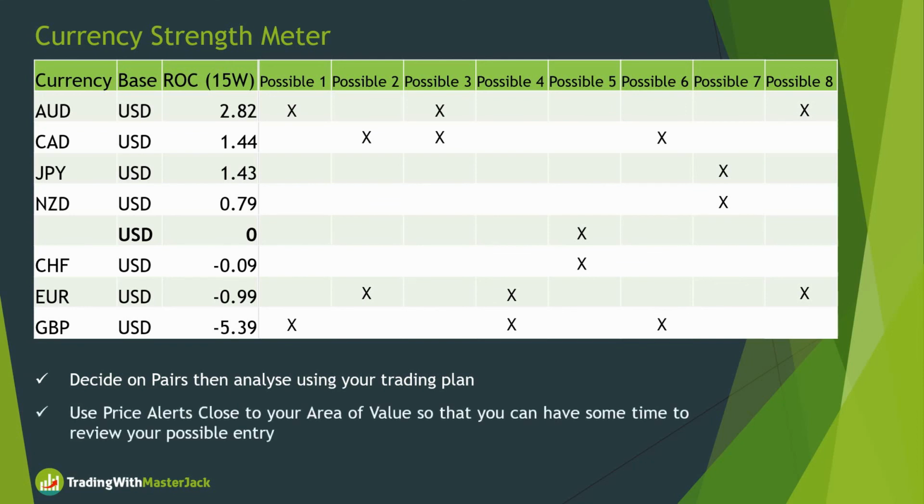And remember, always use price alerts close to your area of value so that you can have some time to review your possible entry. Especially if you're a part-time trader, you won't be able to just get to your device immediately if you have your price alerts right at your entry points. And of course you can use orders, but do be careful with those, as you can get caught up in slippage, and that can cause significant losses.